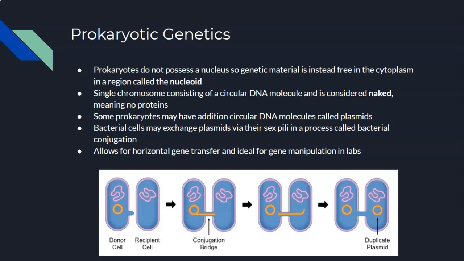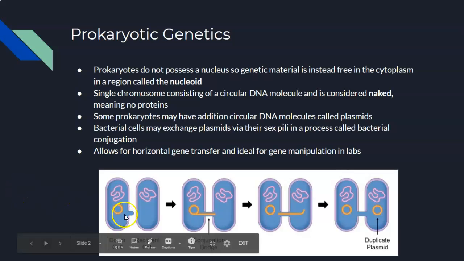So bacteria cells exchange plasmids via their sex pili in a process called bacterial conjugation. And you can see that in the bottom picture. So you have a donor cell and a recipient cell, and that sex pili in the first picture is starting to come out and get into the other bacteria. And then in here you have a conjugation bridge forming, and that's just a bridge between the two bacteria. And this horizontal gene transfer happens where you make a duplicate of this plasmid and it goes into the recipient bacteria, and then you have a duplicated plasmid.